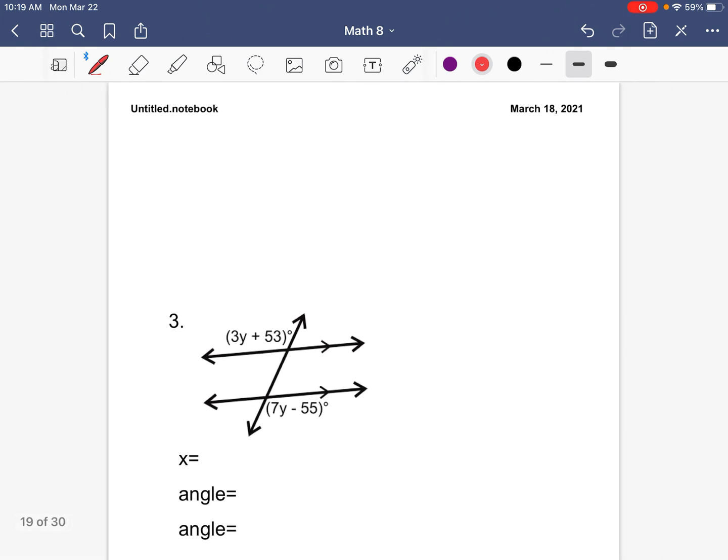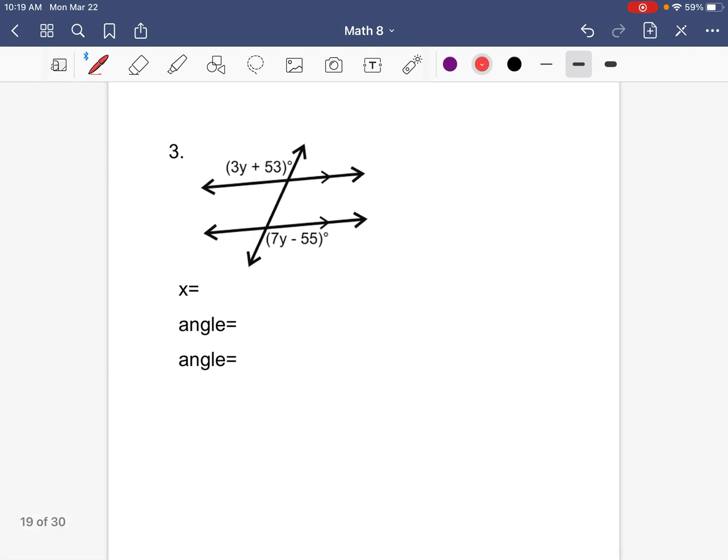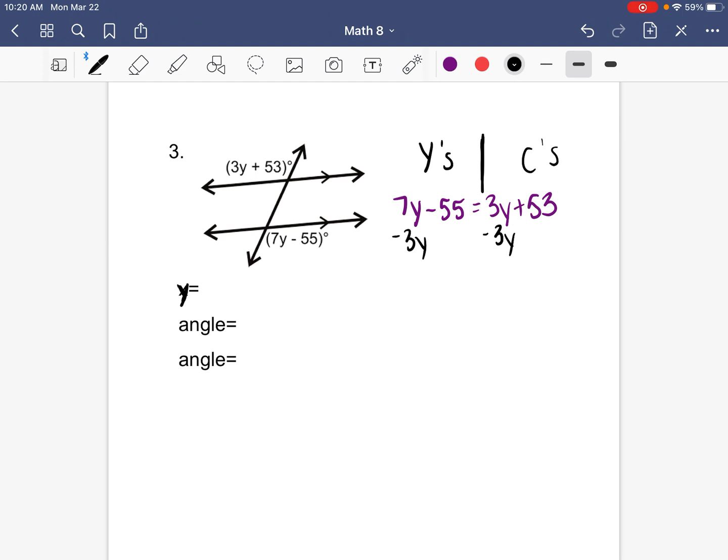So we're going to do one more example where we have alternate exterior angles, and we are actually using y as a variable this time. So I'm going to change this to y equals instead of x equals. And like I said, I normally like to start with my higher variable, so I'm going to start with 7y minus 55, set that equal to 3y plus 53. Once again, we're trying to get our variables over to one side, and then our constants over to the other side. So I want to subtract 3y over to the other side, and I want to add 55 over to the constant side.